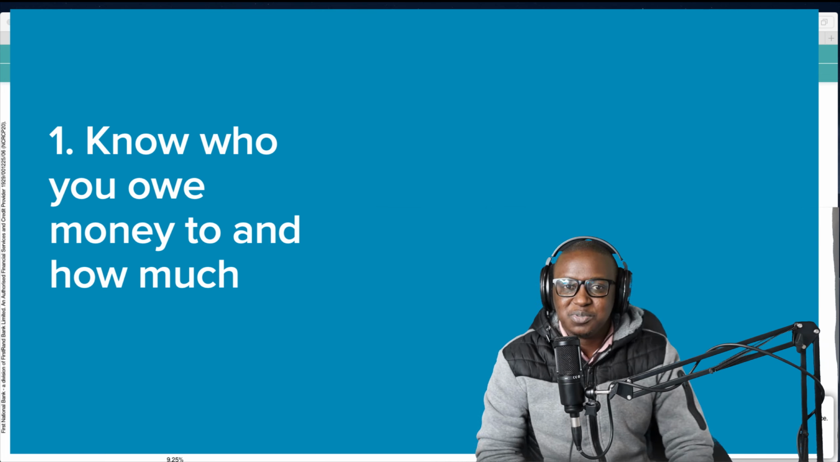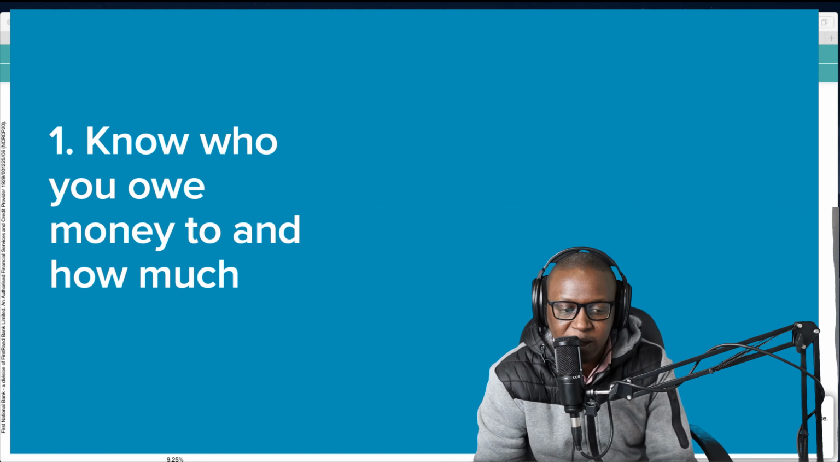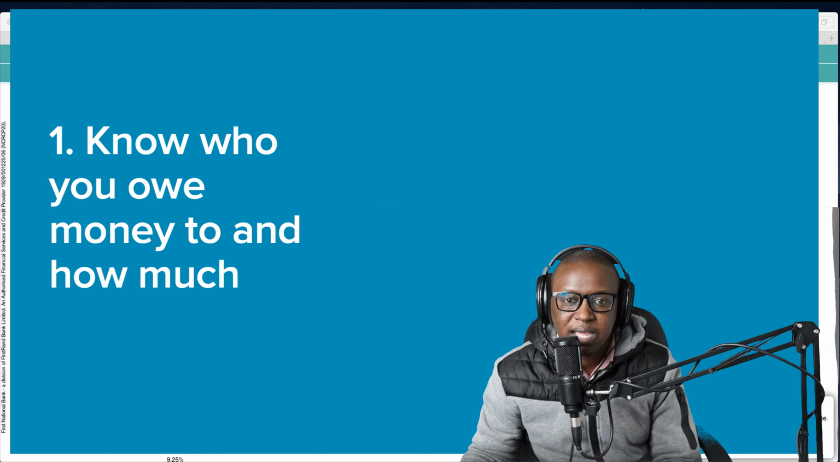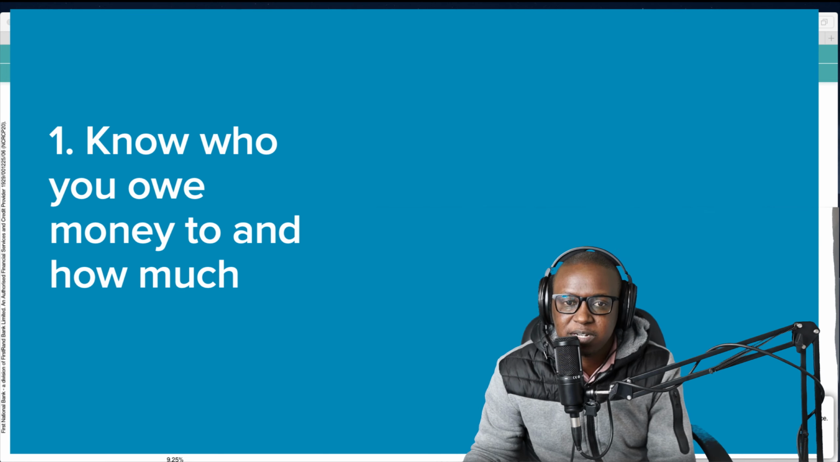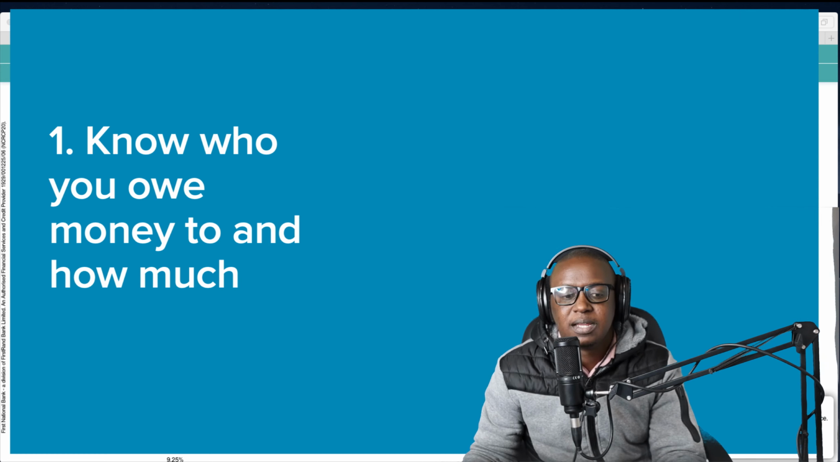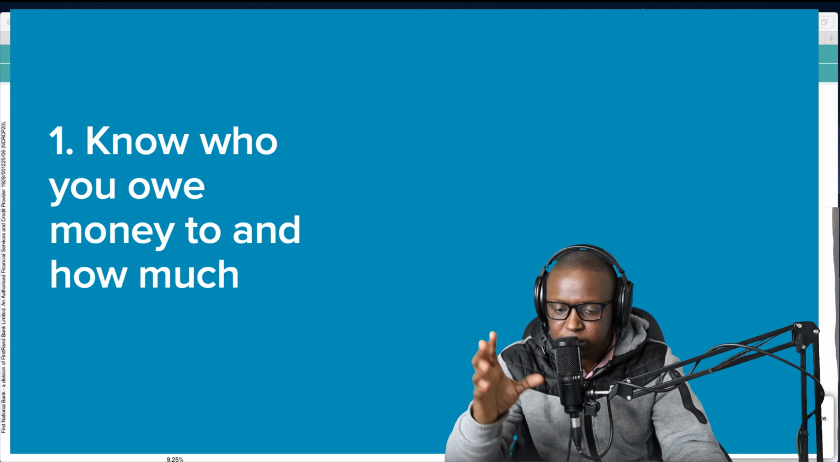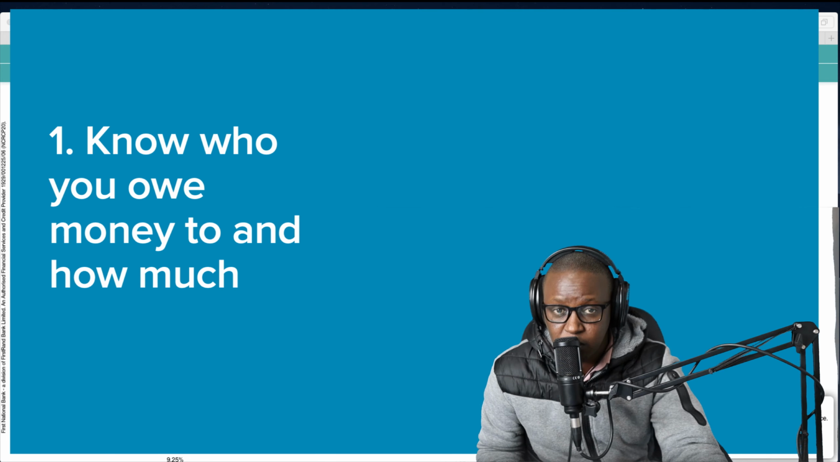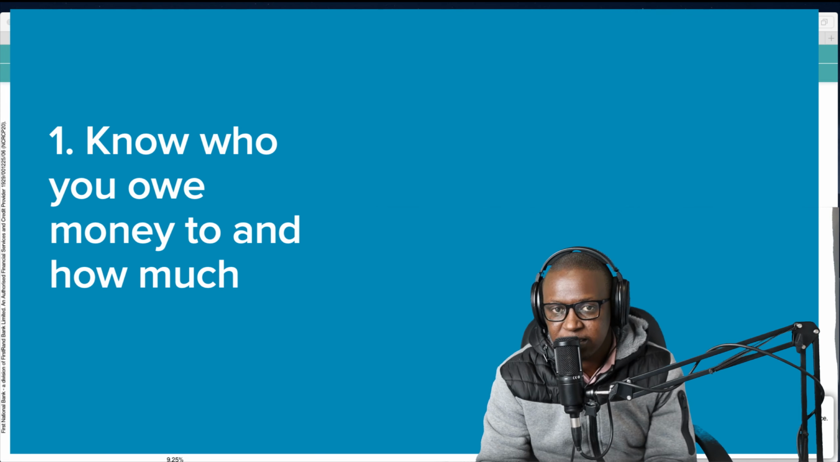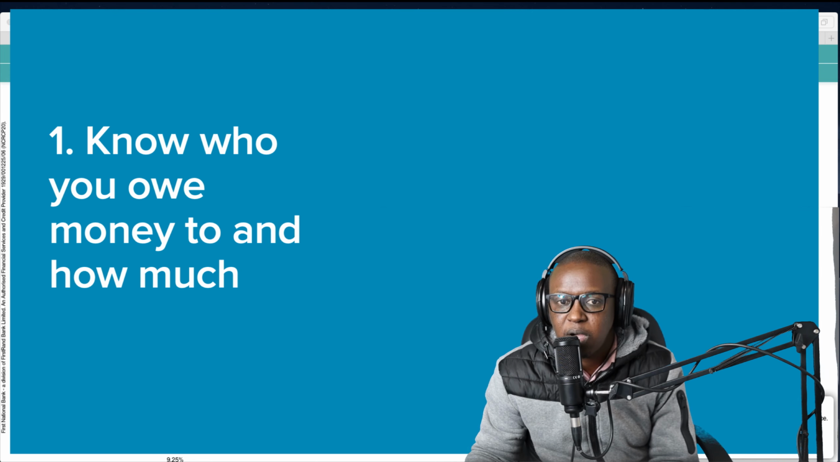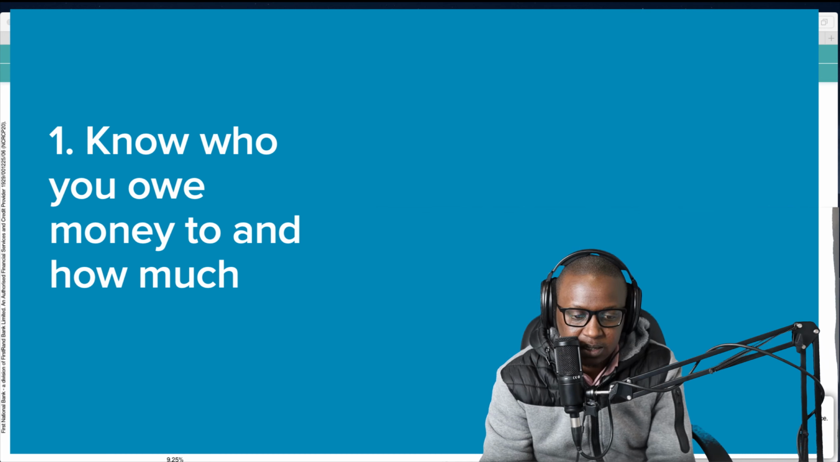The first step, of course, is to know who you owe money to and how much. Write down everything that you owe. It's very important. Have a budget. On your budget, write down the balances that you owe, the installment, and the interest rate. It's very important to understand those three. You need to understand the cost of your debt. You need to know how much interest you are paying on your debt, so that you'll be able to plan properly your exit from debt. That's step number one.